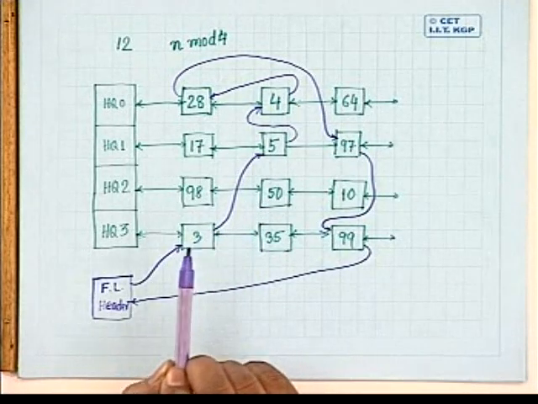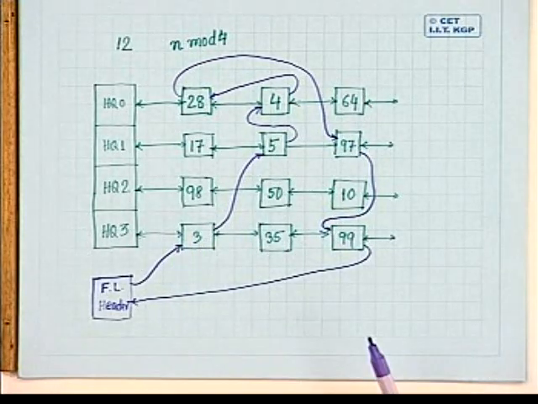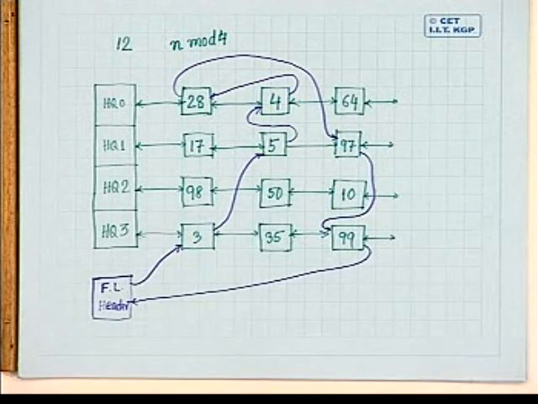And how do I check whether block number 9 exists in this buffer or not? Again, by the header, because in the header I have two fields identifying the device number and block number from where the data contained in that buffer came.